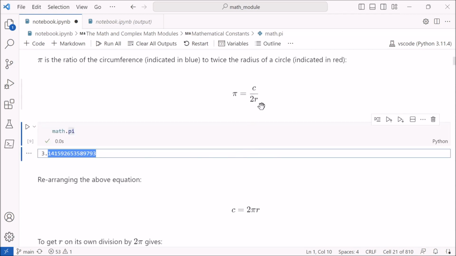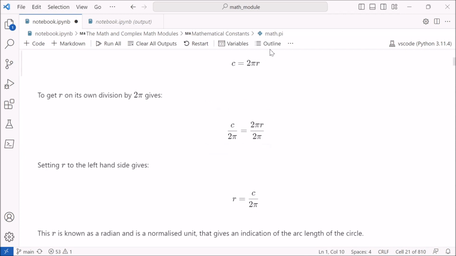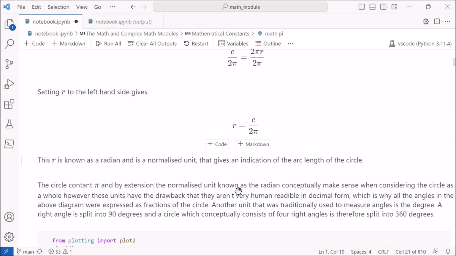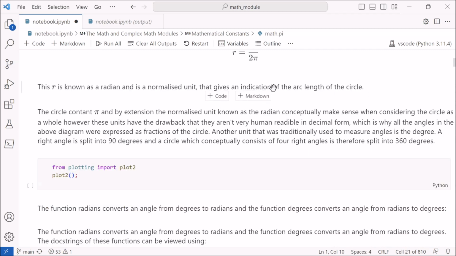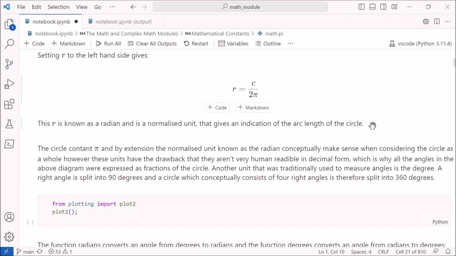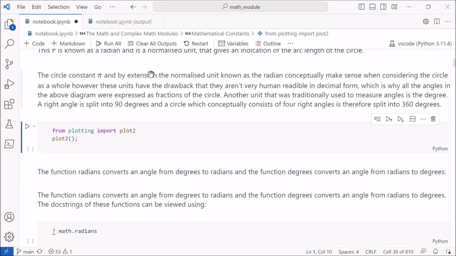If we rearrange this above equation, we get c equals 2 pi r, and if we divide through by 2 pi, we get r equals c over 2 pi. This is the definition of a unit known as a radian, which is a normalized unit that gives the indication of the arc length of the circle. So the circle constant pi, and by extension the normalized unit known as a radian, conceptually makes sense when considering the circle as a whole.